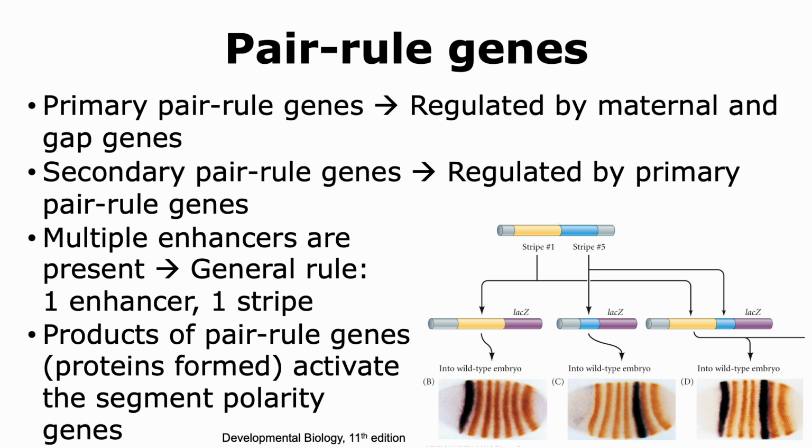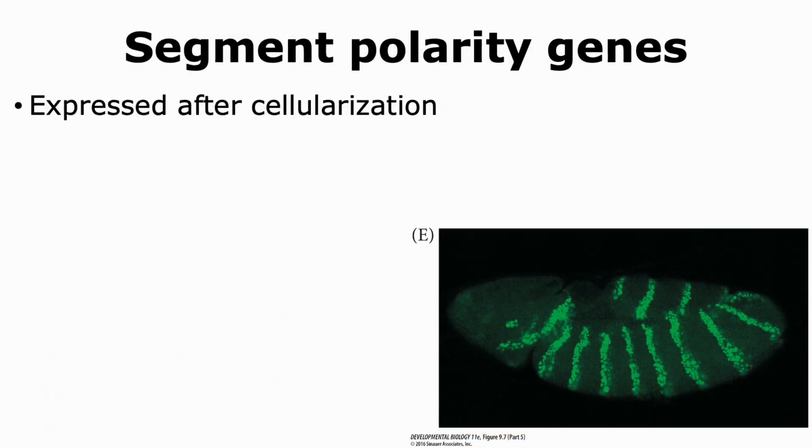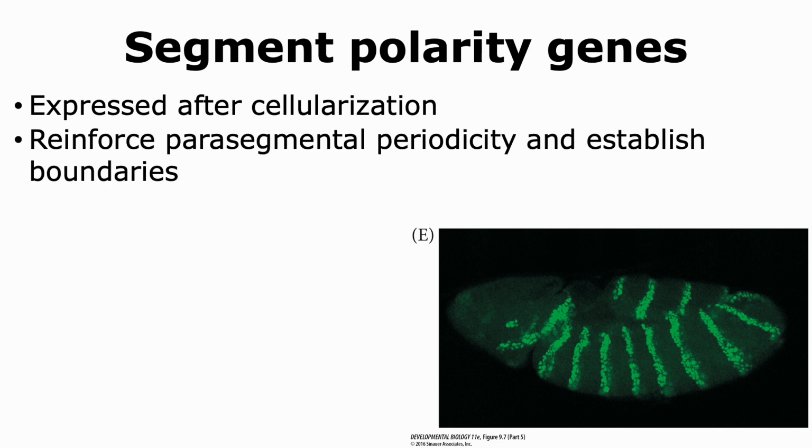The pair-rule gene products activate the segment polarity genes. So whatever proteins are made by the pair-rule genes, they are the ones that will activate the expression of the next set of genes, which are the segment polarity genes. The segment polarity genes are expressed after cellularization occurs. They reinforce the parasegmental periodicity and establish the boundaries, like the anterior and the posterior boundary of the parasegment.